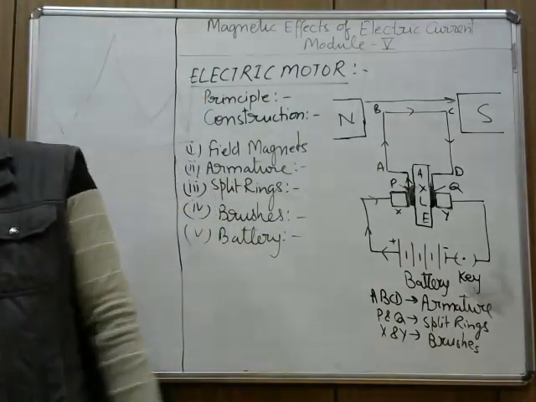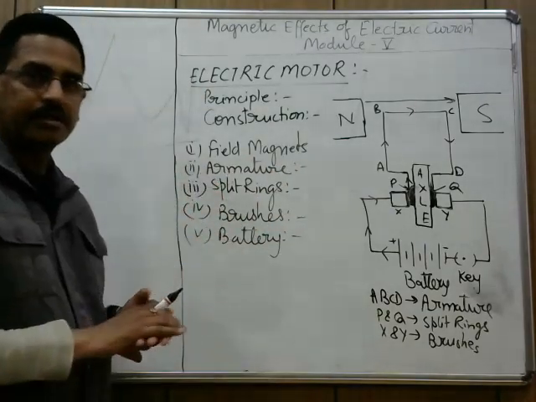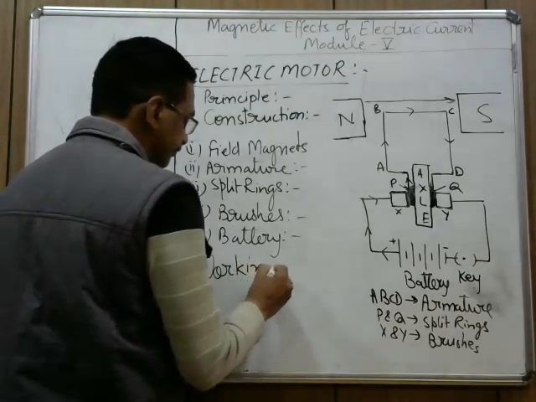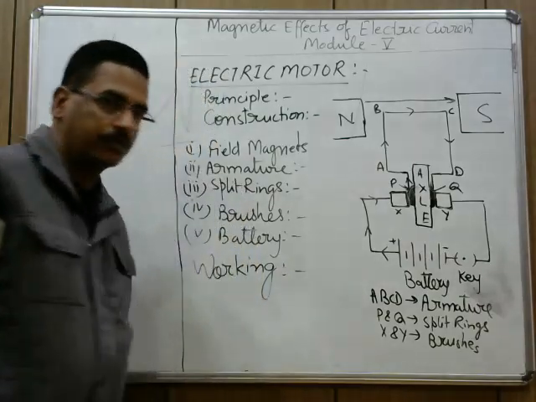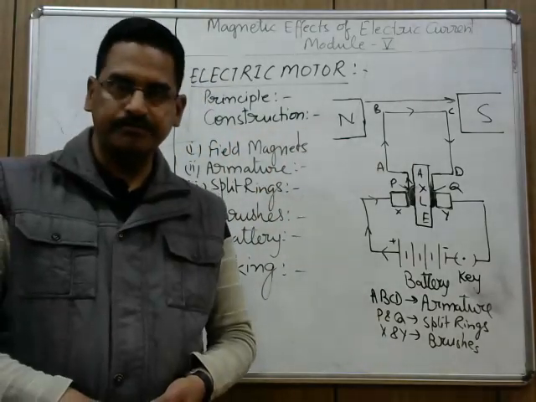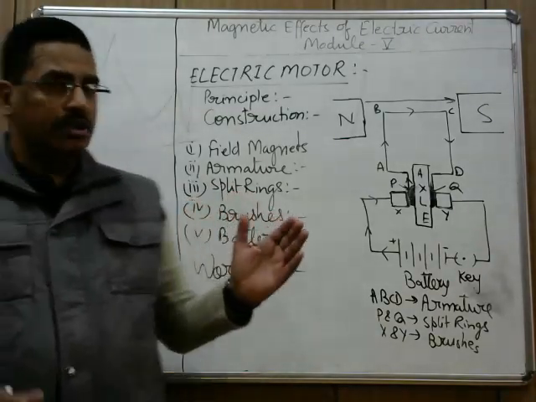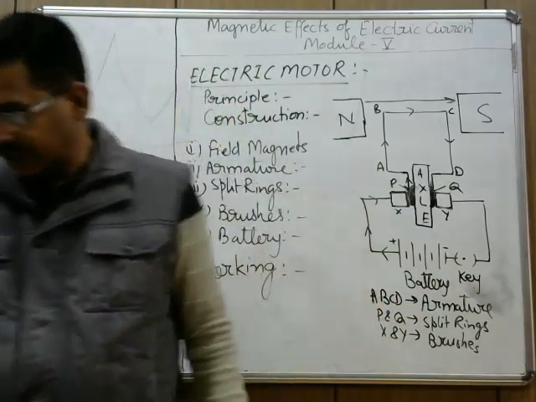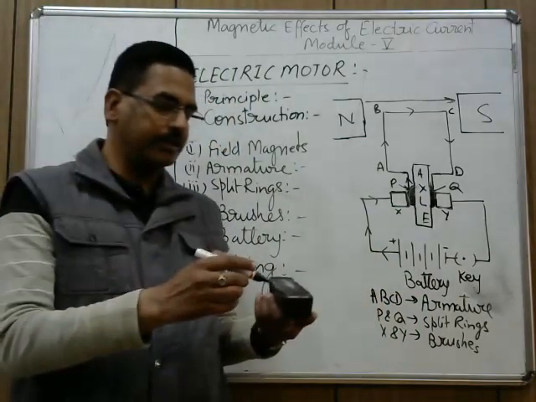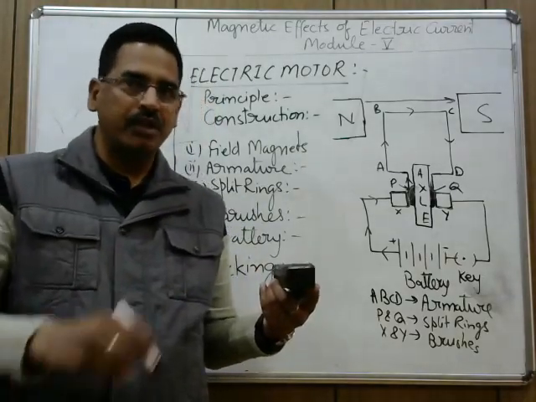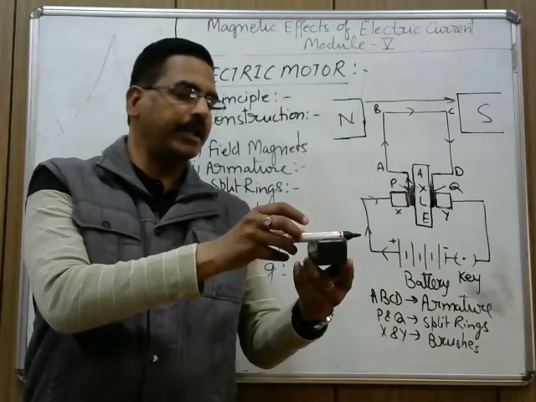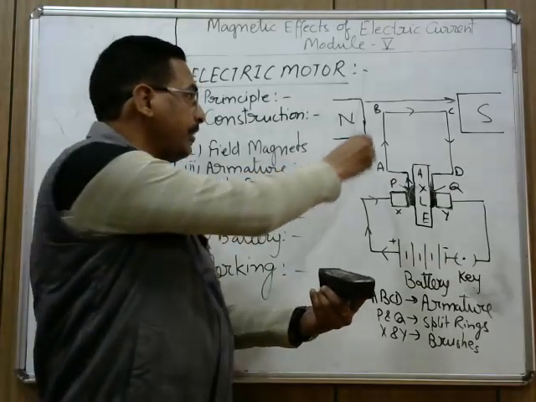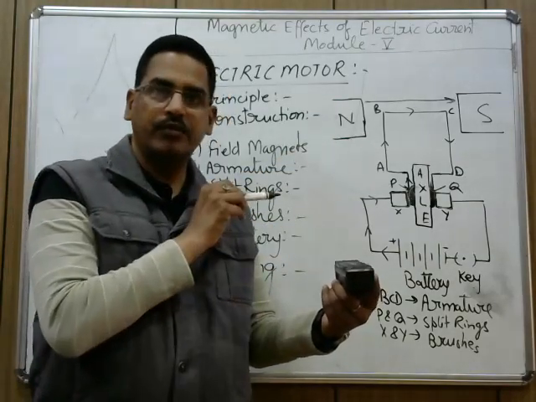So this is all about the different parts of an electric motor. Now the very important thing: how does it work? Working of the electric motor, this you need to understand. Suppose this is north and this is south, magnetic lines of force are from north to south, and this is the coil ABCD. And as you can see, current is flowing from A to B.